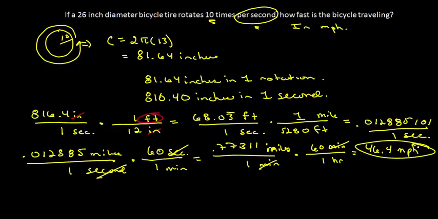Those are the two types of questions I can ask you. I can say, how fast is something traveling based on how fast it's spinning, or how fast does it spin based on its linear velocity, how fast it's traveling.